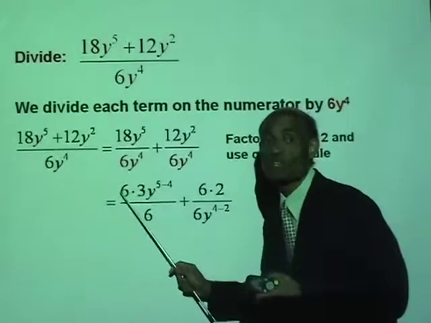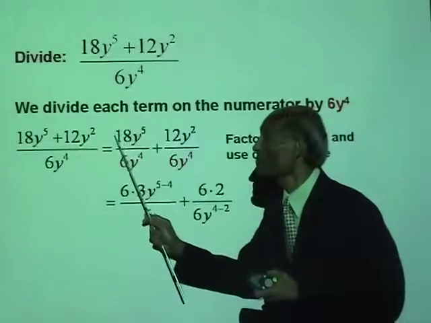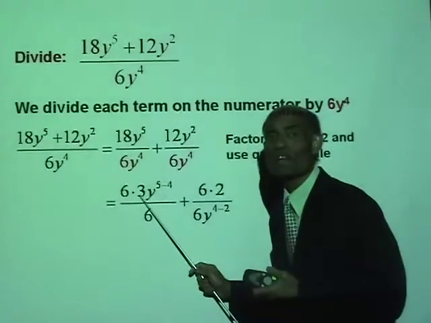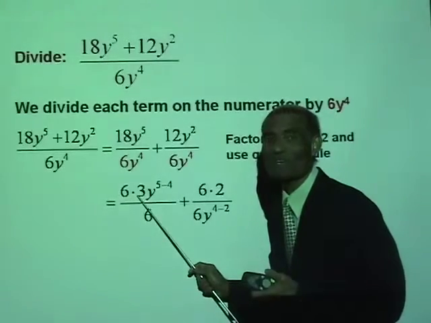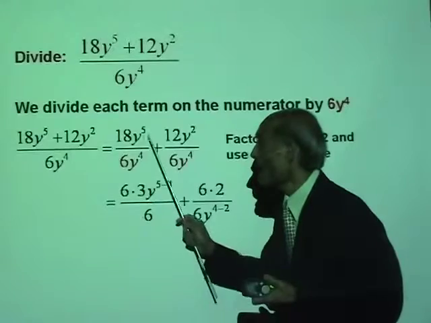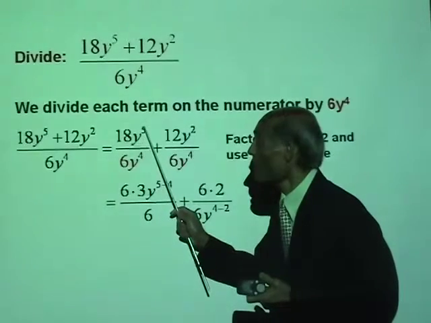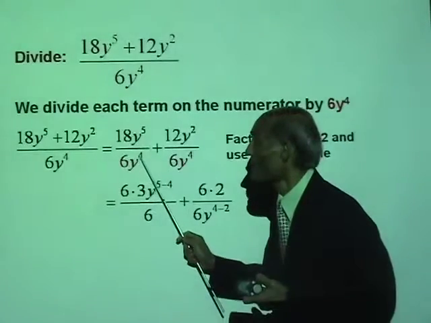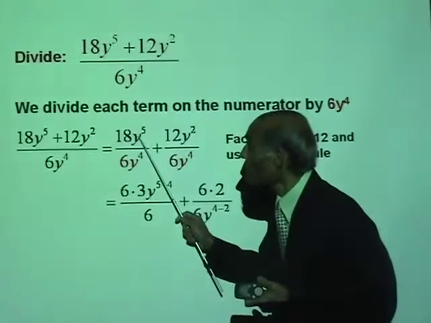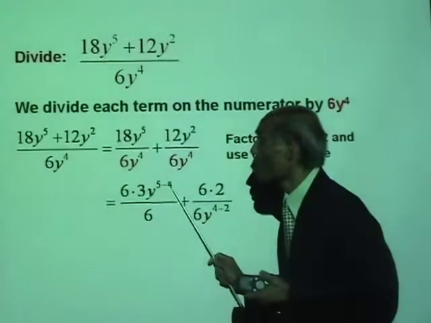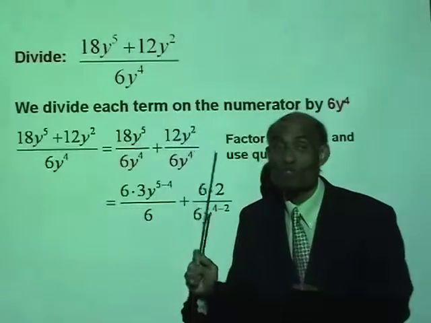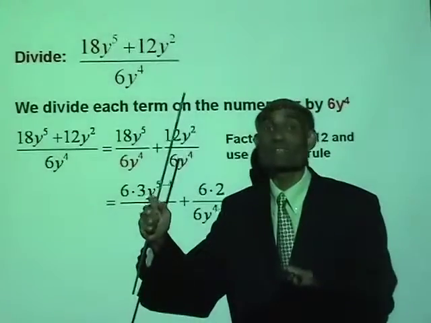So what are the two things I did here? I factored this 18 as 6 times 3. Why did I factor it as 6 times 3? Because I have a 6 on the denominator. And y to the power of 5 divided by y to the power of 4 is y to the power of 5 minus 4. And it stays on the numerator because the numerator power is greater.